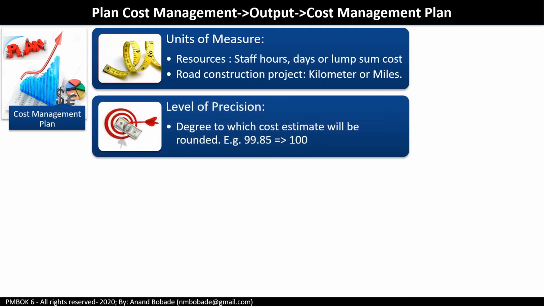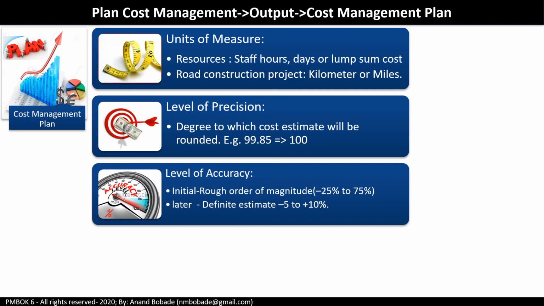Level of precision. How the cost estimate will be rounded up or down. For example, if the daily rate of a resource is $99.85, then it can be rounded to $100. This becomes very important if the currency exchange rate is very high.